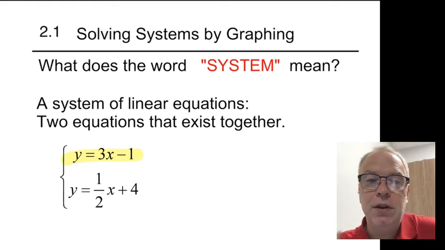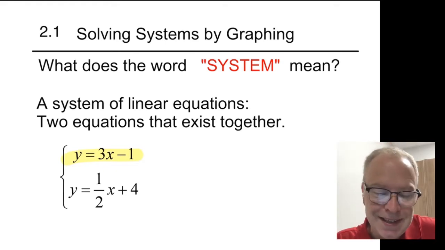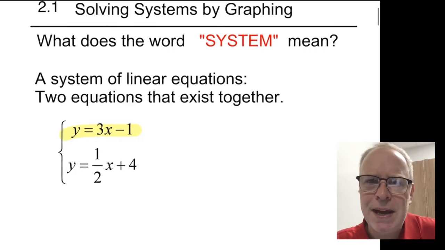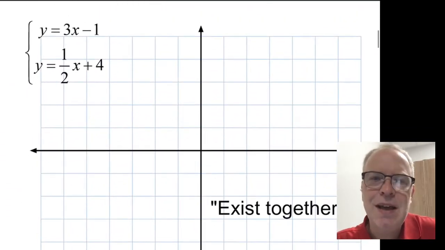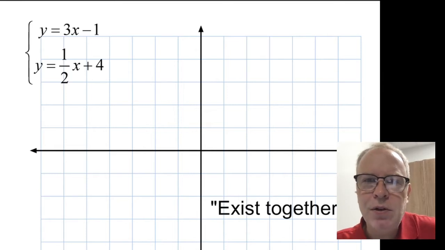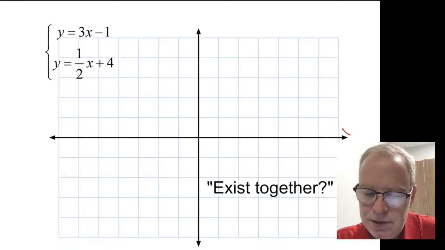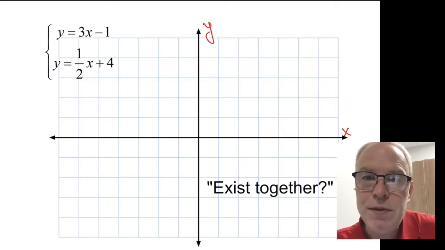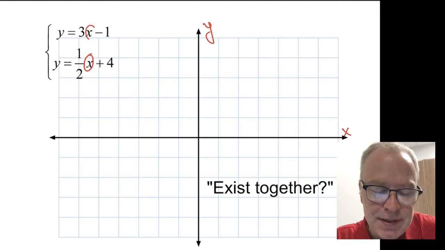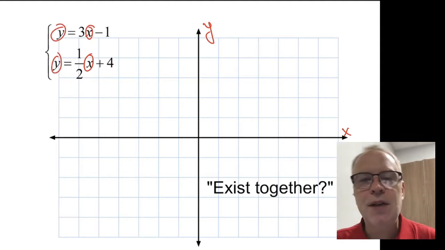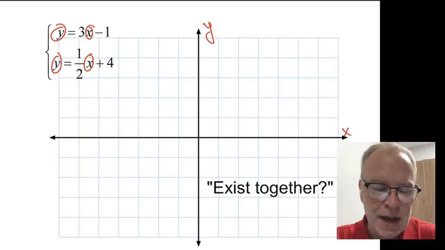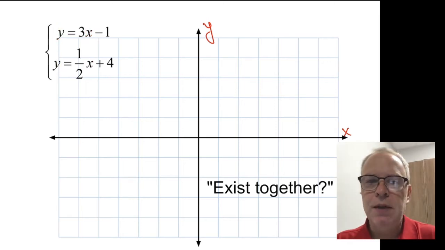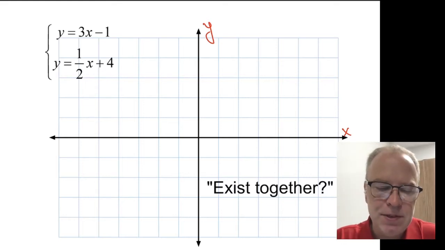So a system of linear equations are two equations that exist together. Well, what do I mean by exist together? Well, here we have a graph, and this x-axis and y-axis, they refer to the same variables. This x is the same as that, and this y is the same as that. So they exist together. It's not that they're necessarily the same value at all times, but they are in the same world. So that x, the first x is the same as the second.